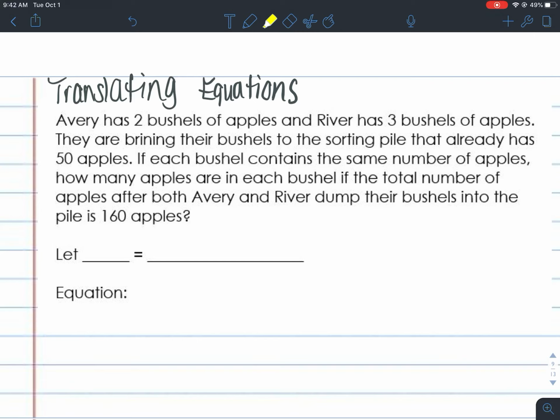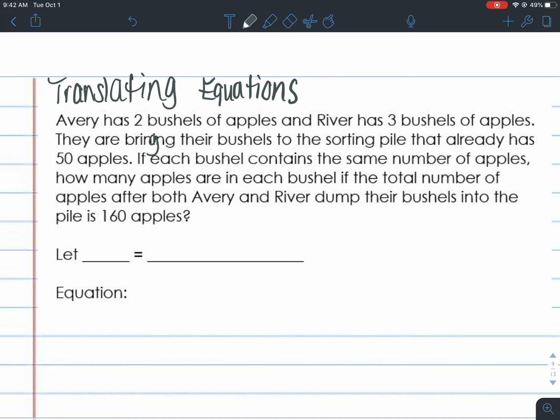Okay. So for this one, it says Avery has 2 bushels of apples and River has 3 bushels of apples. They are bringing their bushels to the sorting pile that already has 50 apples. Each bushel of apples contains the same number of apples. How many apples are in each bushel if the total amount of the apples after both Avery and River dump their bushels into the pile is 160?